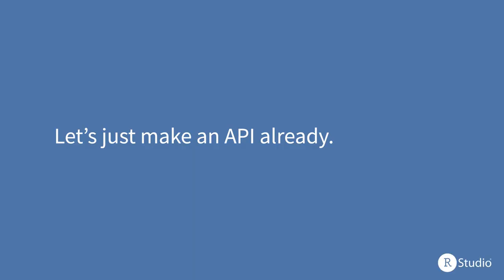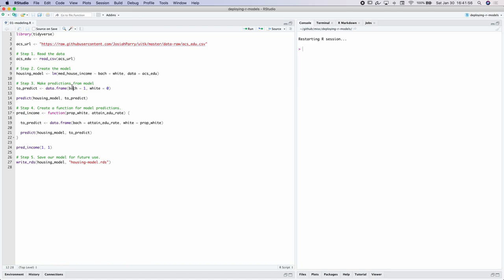And you're thinking, let's just make an API already. And okay, fine, I hear you. Let's just hop into RStudio, get out of the slides. All right, so this is where we're at. This is where we left off last time. We've read in our data set, we've created a linear regression model, we've created a function to create predictions, and then we took our model and saved it as an R object.